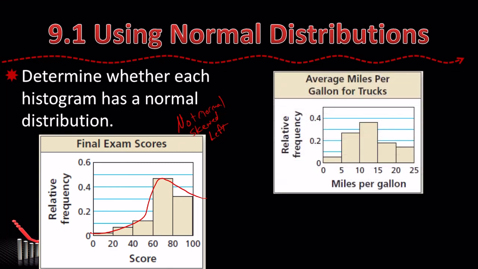How about that one? That one's pretty close to the middle, so this one is yes. It's close to a normal distribution. Why don't you try number 23? Pause this really quick while you try it. And your answer should be no, it is skewed right.